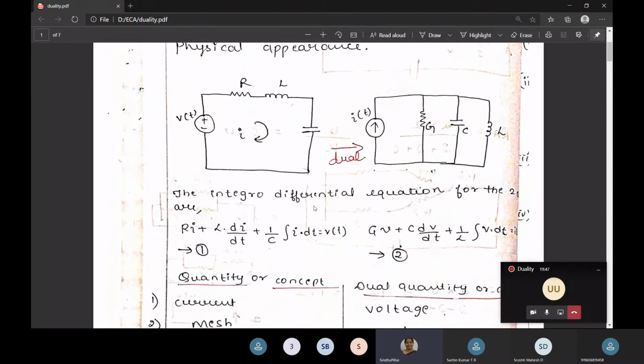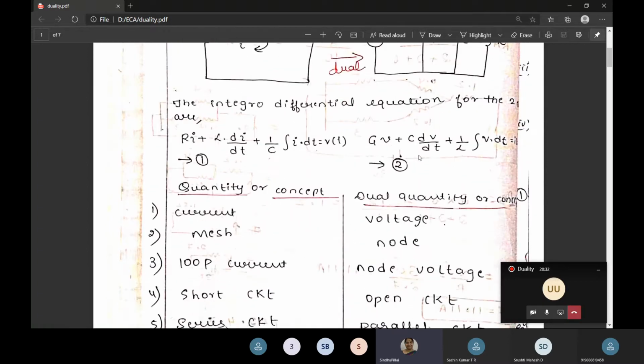When we write the mesh equation for the first network, if you write KVL, it is R into I, resistance into current, plus L into di by dt plus 1 by C integration I dt is equal to V of t. I have just put the V of t on the RHS. The dual of that will be: for resistance, the dual is conductance, I is V. So G into V plus C into dV by dt plus 1 by L integration V dt is equal to I of t. That is the dual of the given network.